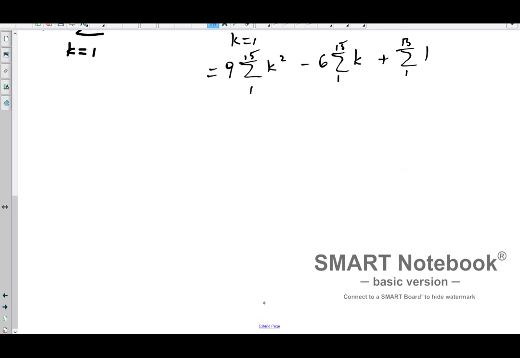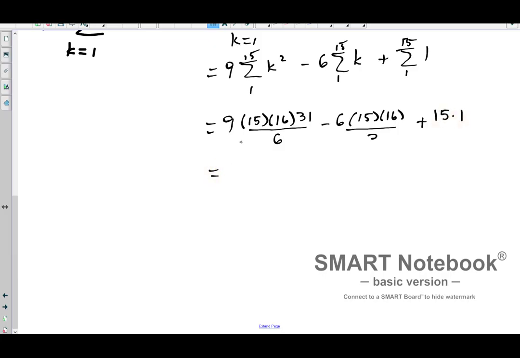And at this point, use the rules that we learned, like summation of k squared, k goes from 1 to 15. Remember, there the rule was n times n plus 1 times 2n plus 1, which would be 31 in our case, all over 6, minus 6 times summation of k. There the rule was n times n plus 1 over 2. Your n is 15, so it's going to be 15 times 16 over 2. And the last one is just a constant, so there, just multiply 15 times 1, it's just going to be 15.